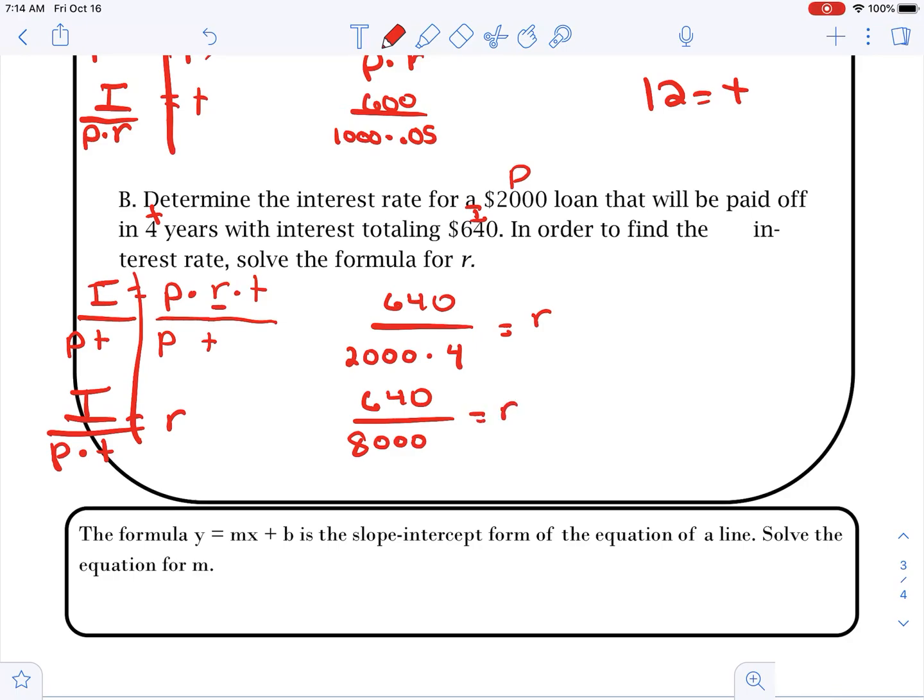And so you go ahead and do that. 640 divided by 8,000, and that gives us 0.08 for our interest rate. Or you could write that as an 8% interest rate.